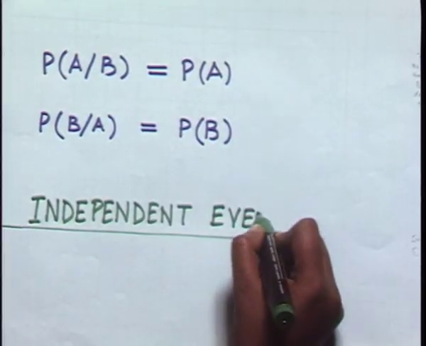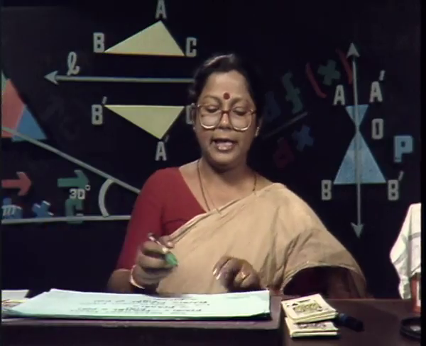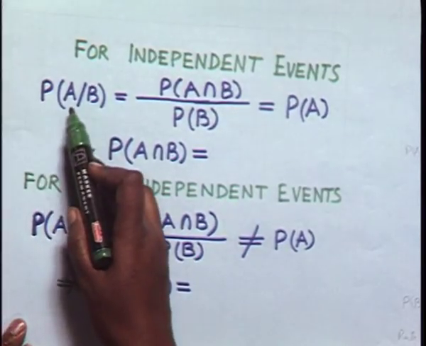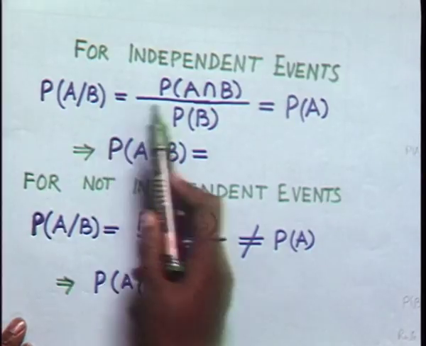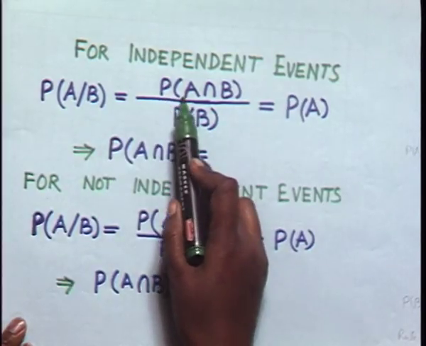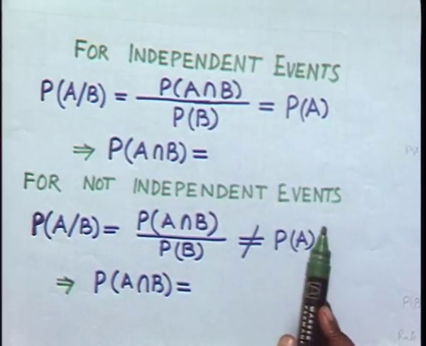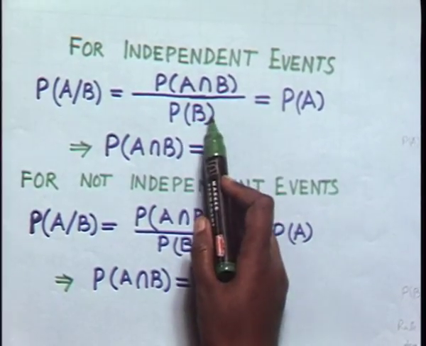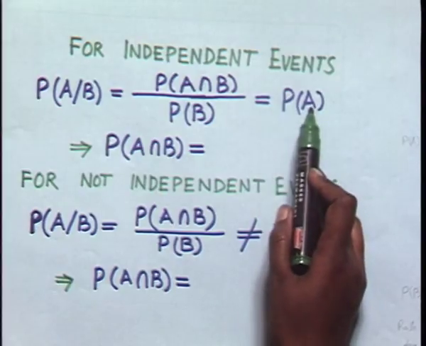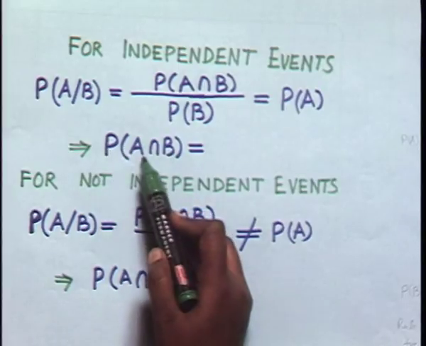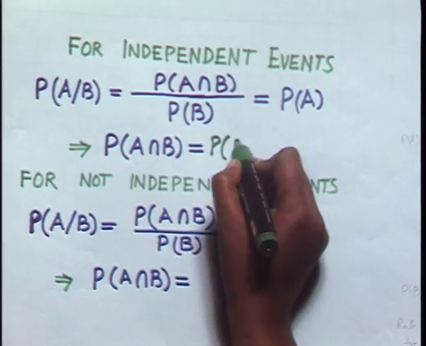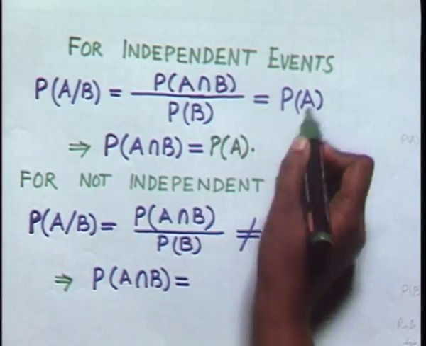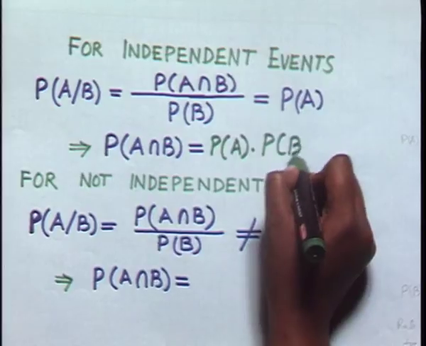and for independent events A and B, probability of event A when event B has already occurred is equal to, as we have just now calculated, probability of event A and B upon probability of event B, that is equal to probability of event A, as we found just now. This implies that probability of event A and B is equal to probability of event A multiplied by probability of event B.